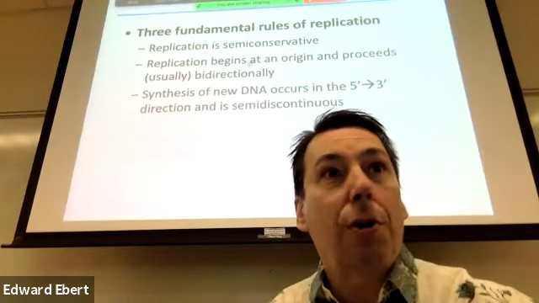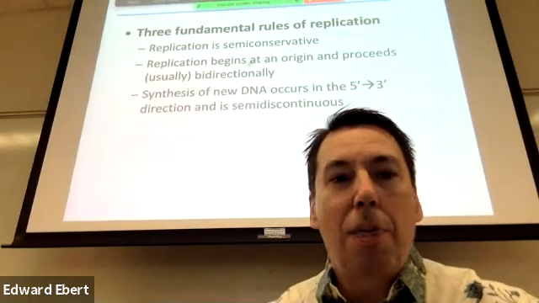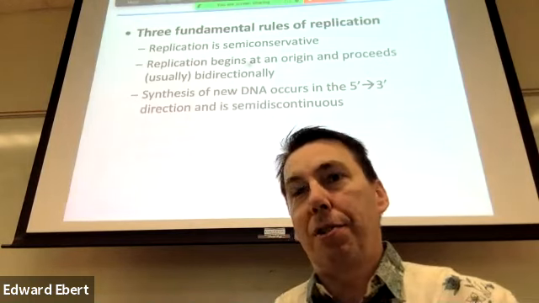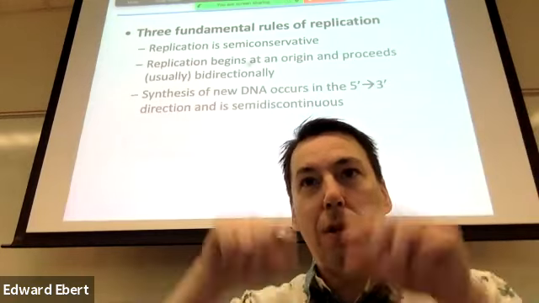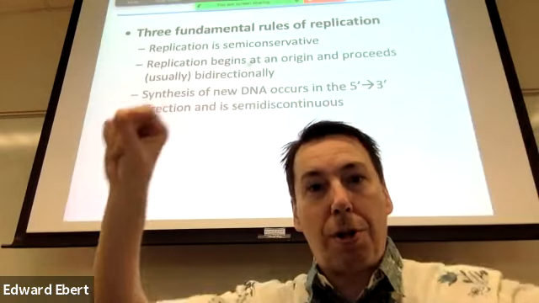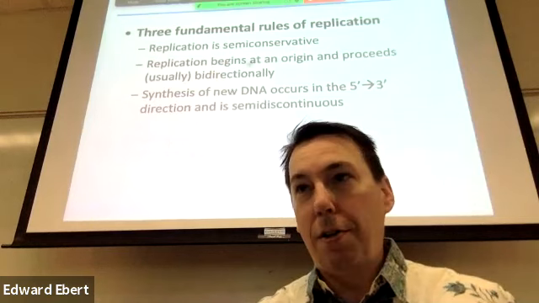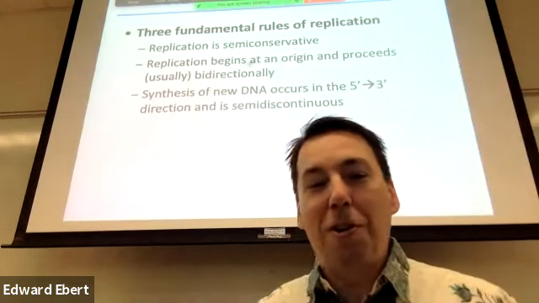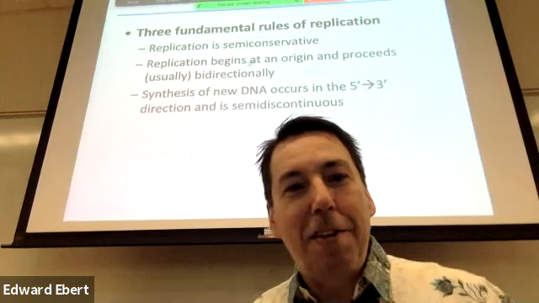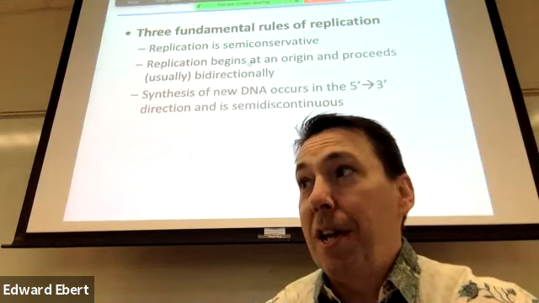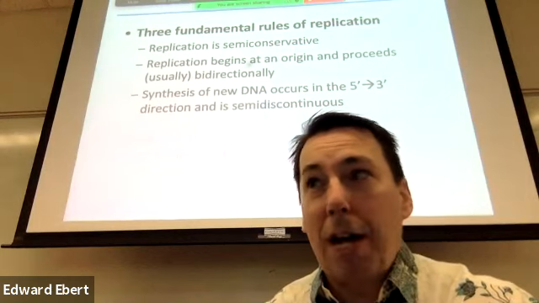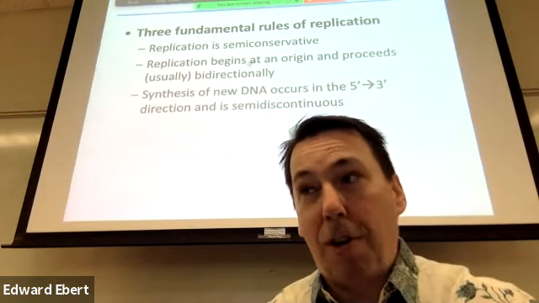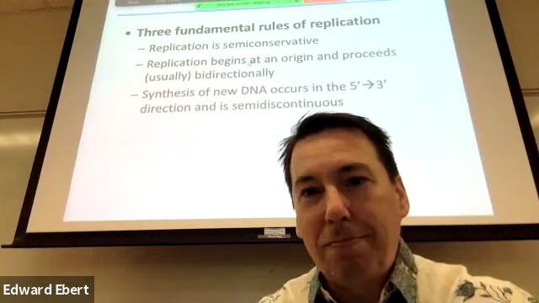Okay? Replication starts at an origin and proceeds bidirectionally. So if we look at our E. coli circular plasmid, here's our origin. We're just going to start copying it both ways. Okay? Like my circle. Okay. And then the other thing is the synthesis of the DNA always occurs from 5' to 3'. In fact, you may have been in a lab where you've ordered stuff from a company called 5' to 3'. All right.